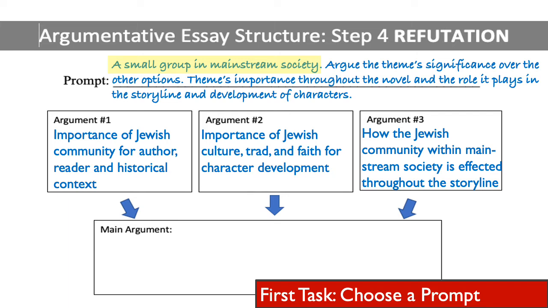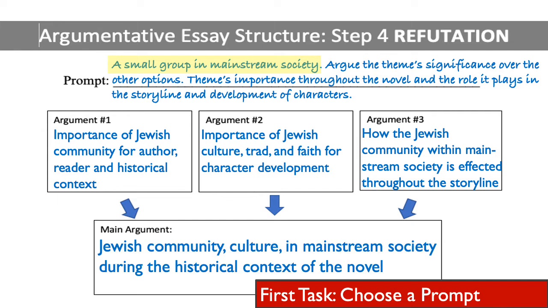This is what we're working on for semester 2. This is what you should be able to do as you move into sophomore English next year. You should be able to take your three main arguments and focus them into one main argument for your essay. That's difficult to do, so I've given you this extra step. What I want you to do right now is, out of your three main arguments, just come up with the very basics of what each one's talking about. Here's what I've done: Jewish community, culture, mainstream society, and historical context. Those are kind of the basics, okay?